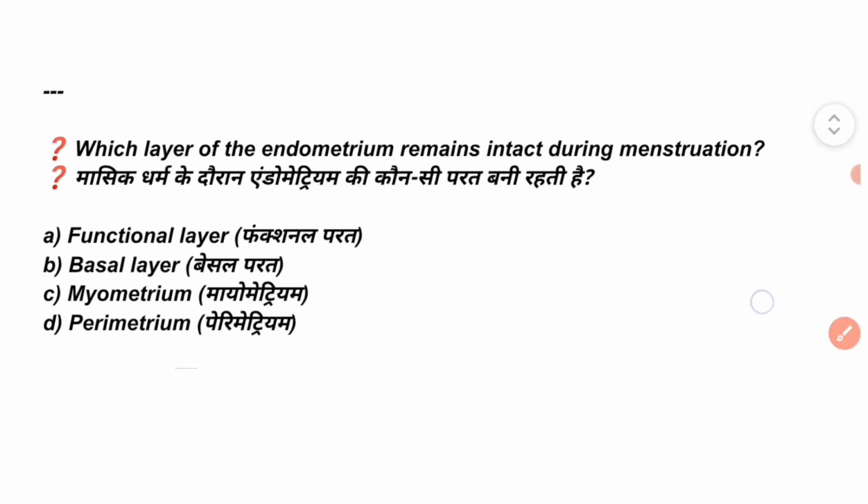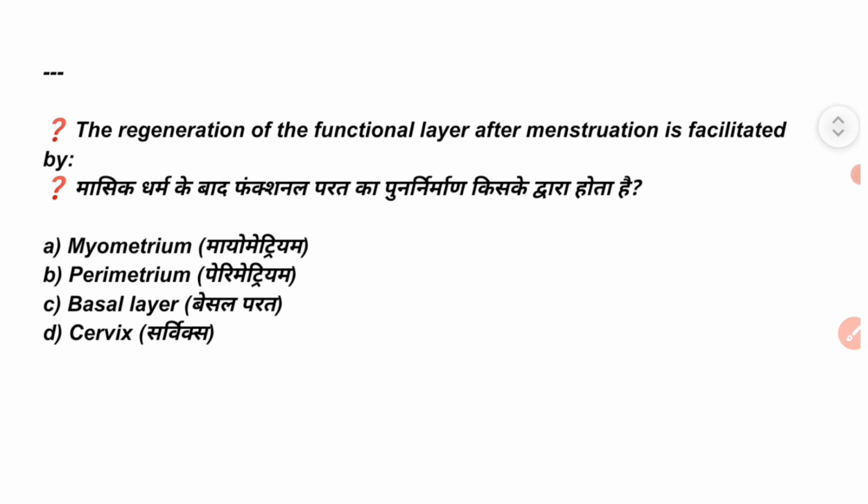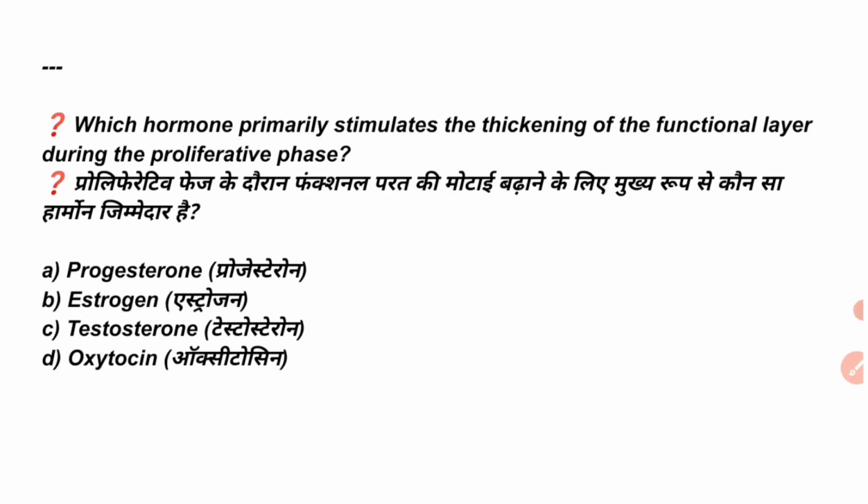Next question. Which layer of the endometrium remains intact during menstruation? The right answer is option B, basal layer. Next question. The regeneration of the functional layer after menstruation is facilitated by? The right answer is option C, basal layer. Next question. Which hormone primarily stimulates the thickening of the functional layer during the proliferative phase? The right answer is option B, estrogen.